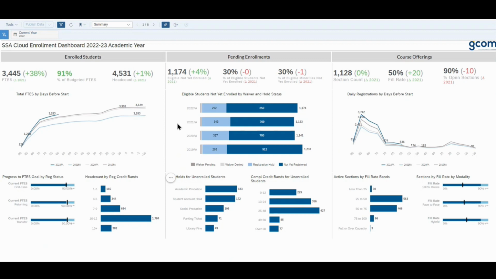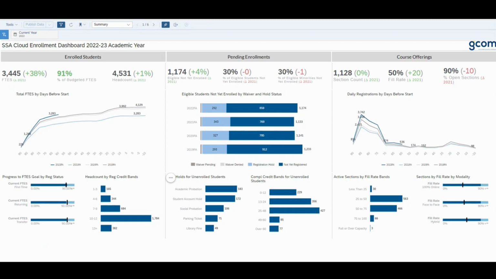The Pending Enrollments panel focuses on eligible students who are not yet enrolled for the upcoming term. The metrics answer questions about possible barriers that can be removed to allow students to enroll, such as registration holds or pending course waivers. The course offerings section answers business questions about whether the scheduled course offerings support the registration demand. The daily registration counts can help staff anticipate the volume of additional registrations to expect before the start of term. Staff can drill into sections with high or low demand to provide information to departments or advisors.